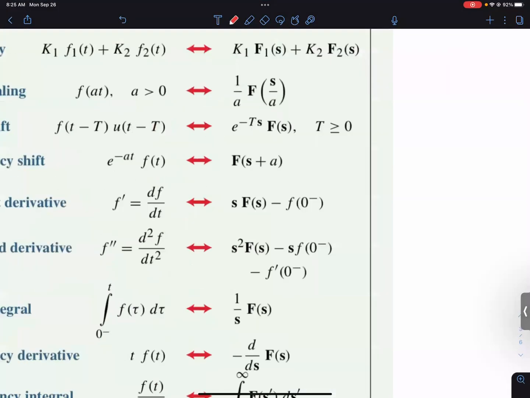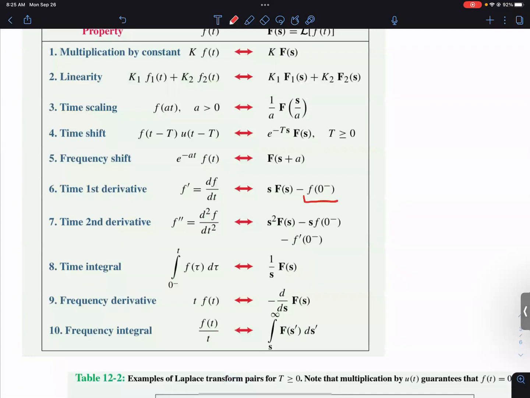So for instance, with this one that's like f of 0 minus. This will be the function for whatever variable you're trying to find right before like a switch is occurring, or if it's a signal that changes at 0, then you would find it right before that signal changes. So that's the variable that you're trying to find in the S domain. So that's what that 0 minus means, is that you are looking at that initial condition for your variable.